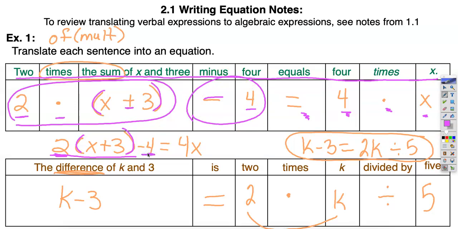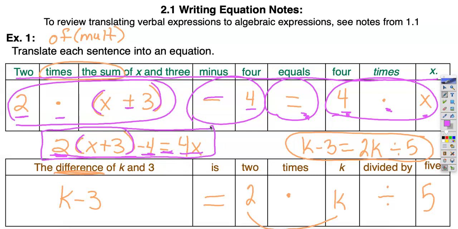Then we had equals, and then we had 4 times x. So 4 times x would look like this. So our final answer would look like this. So there we have written, that's an example of an algebraic expression.